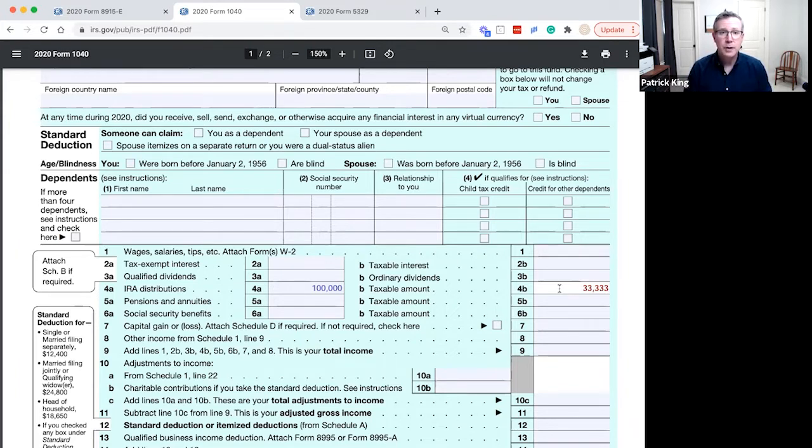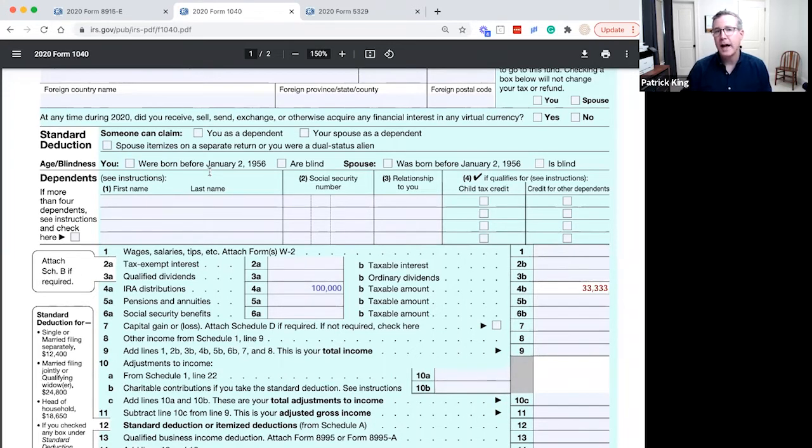Now, in future years, if you don't pay any of it back, you're going to have to continue to file Form 8915E in the same manner for the next 3 years. And that's how you spread this thing out evenly across 3 years.